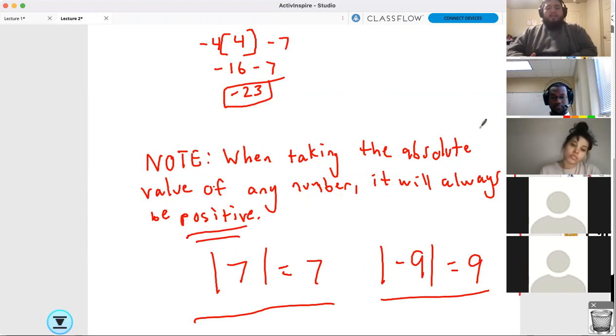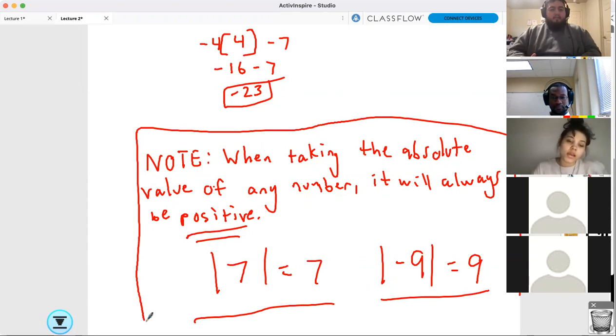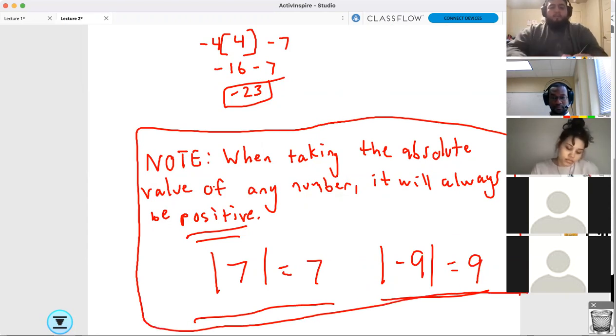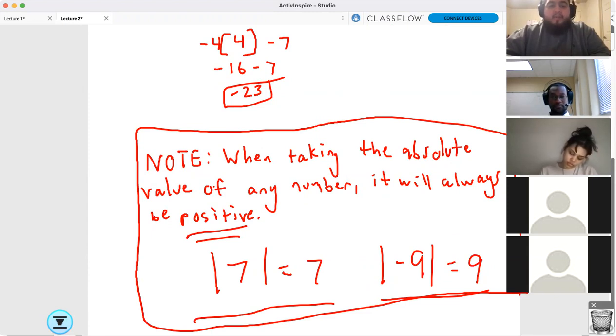Does that note make sense, Kayla? Yeah, that's why that -8 became +8, ma'am. Okay. In that example, because it had absolute values. That was a great question.